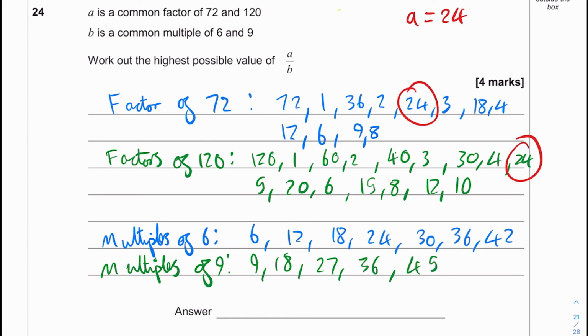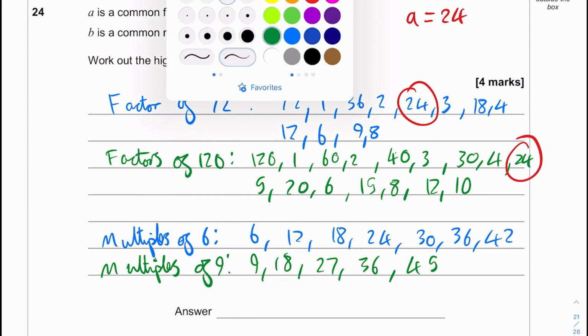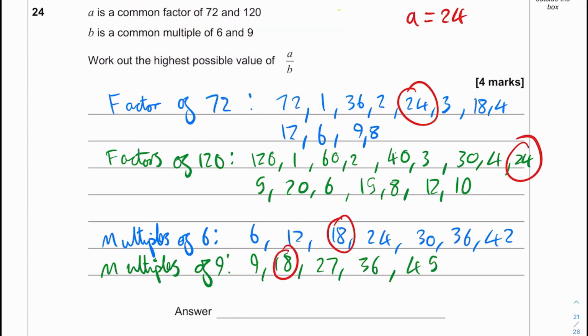Okay, so remember from before, we need to find the lowest possible value of B, so the lowest possible value of the common multiples of 6 and 9. So if we look for the lowest value, we can see that it's 18 as they appear in both lists. So if we circle our 18, we can then say that B is equal to 18.